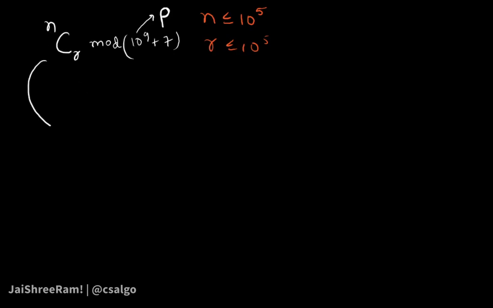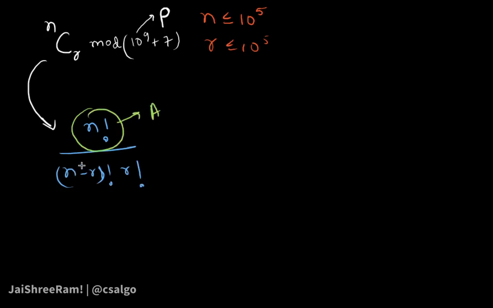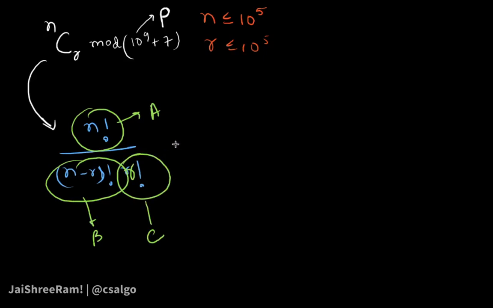Let's first look at the definition. What is n choose r? We know that n choose r is equal to n factorial divided by (n minus r) factorial times r factorial, right? Now let's suppose we call the numerator a, this one b, and this one c, which is r factorial. If we can calculate these three numbers, it's just a divided by b times c. So you can multiply b and c, take proper modulo, and invert it. So this is nothing but a times b inverse multiplied by c inverse.